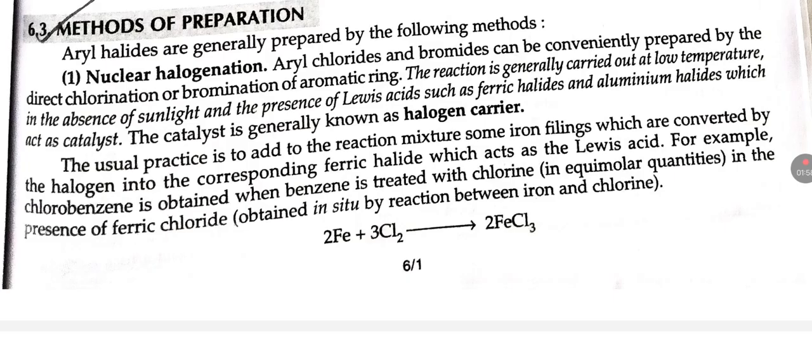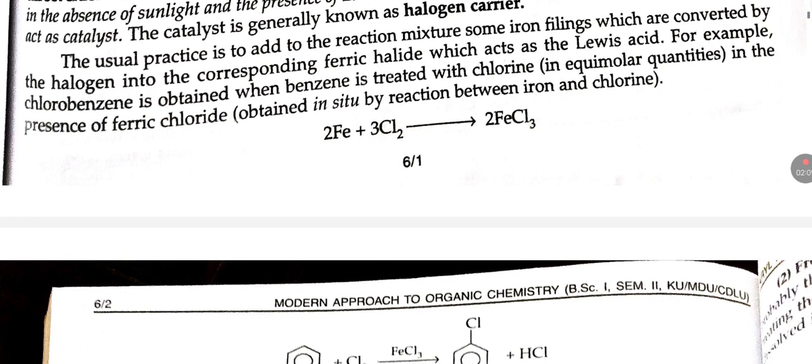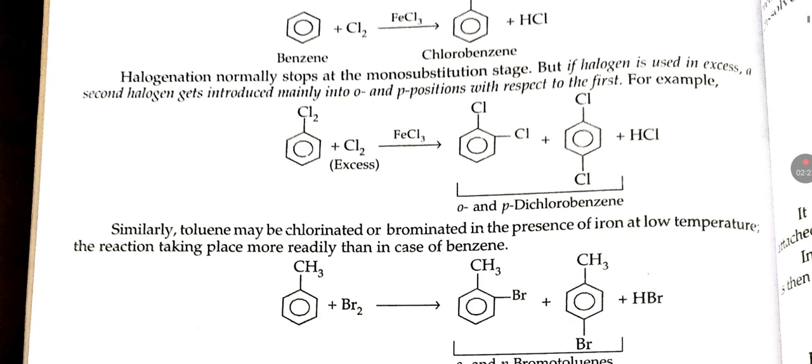The usual practice is to add to the reaction mixture some iron filings, which are converted by the halogen into the corresponding ferric halide, which acts as the Lewis acid. For example, chlorobenzene is obtained when benzene is treated with chlorine in the presence of ferric chloride obtained in situ by reaction between iron and chlorine. Halogenation normally stops at the monosubstitution stage, but if halogen is used in excess, a second halogen gets introduced mainly into the ortho and para positions with respect to the first.